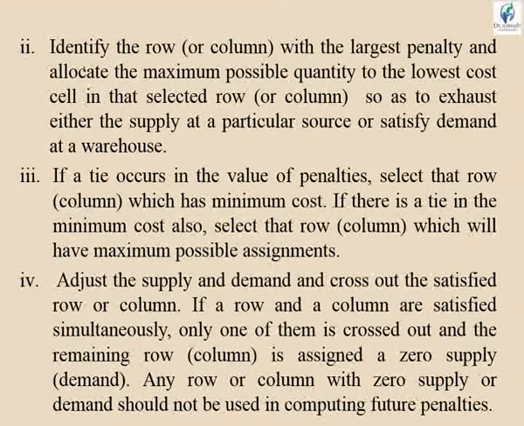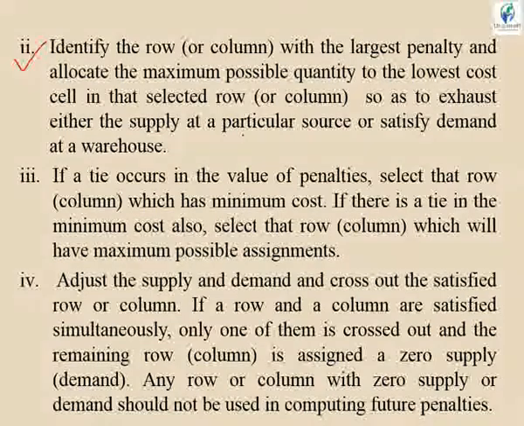Next, identifying the row with the largest penalty and allocating the maximum possible quantity to the lowest cost cell in the selected row or column, so as to exhaust either the supply at a particular source or satisfy the demand at a warehouse.